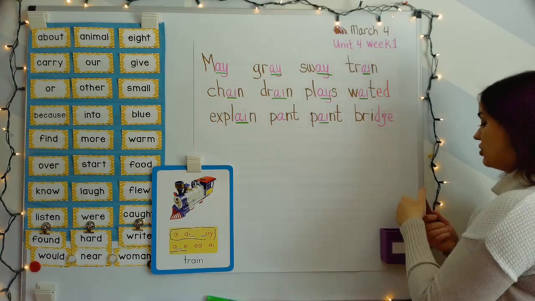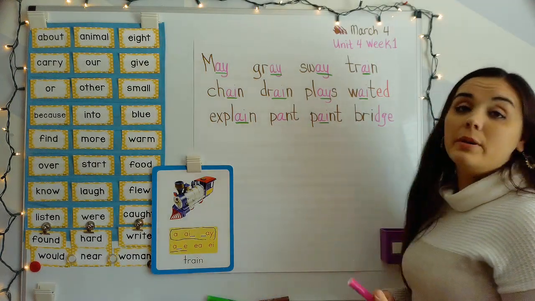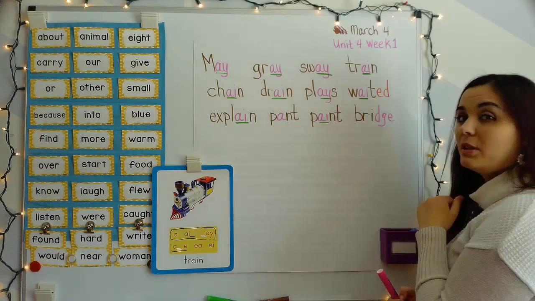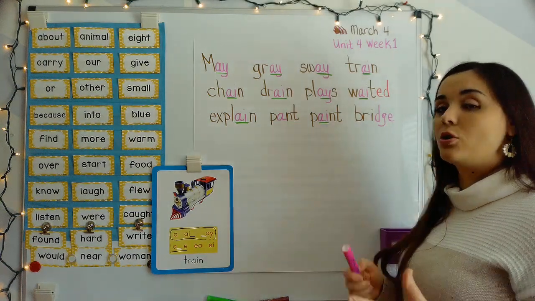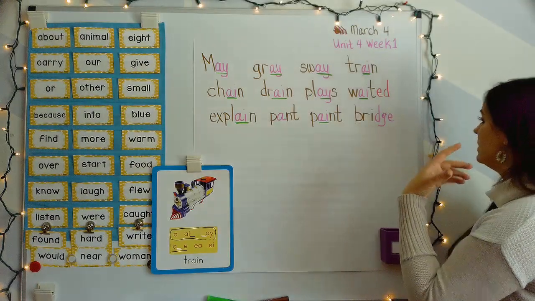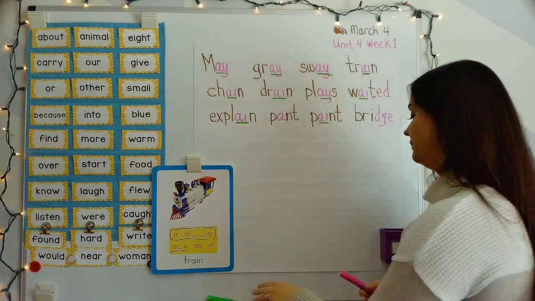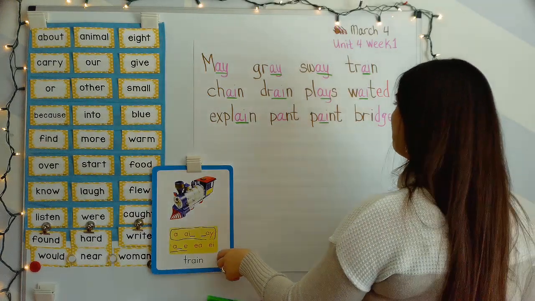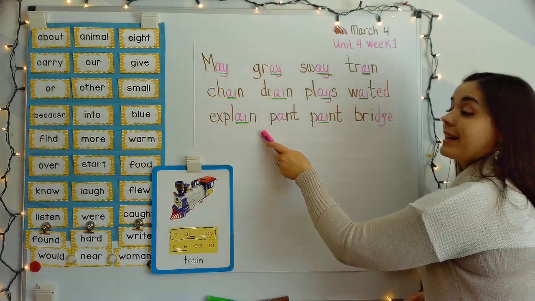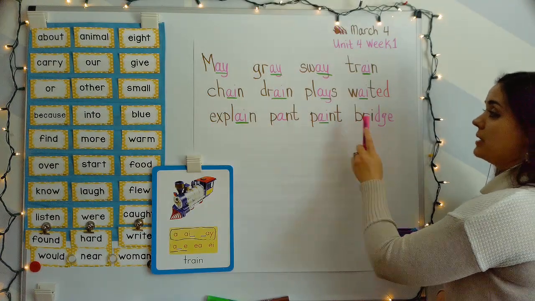Bur-i-ja. Bridge. And this D-G-E will always come at the end of a word. And anytime that you see those three letters together, it's going to say ja. It will never say da-ga-e. D-G-E, all three of those together, they say ja. That's a good thing to kind of memorize. All right, let's read our last line. Explain, pant, paint, bridge. Your turn.